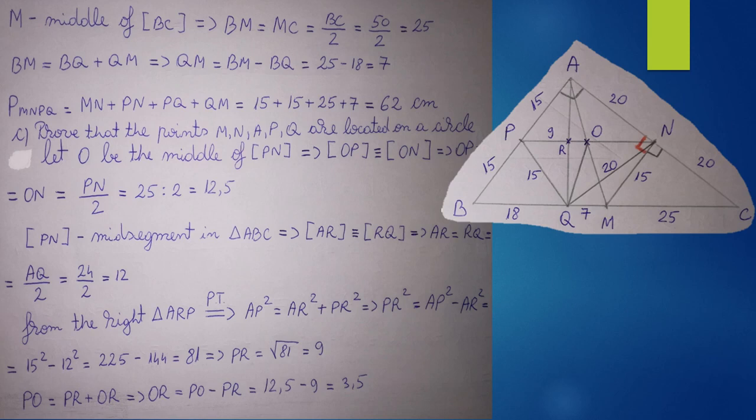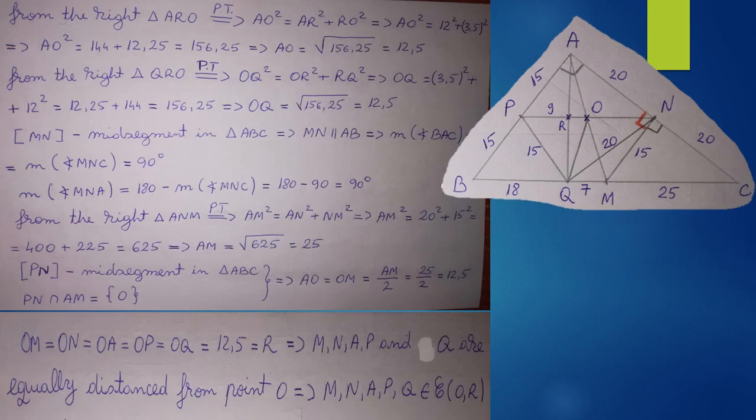From the right triangle ARP, we have with Pythagoras' theorem that AP squared is equal to AR squared plus PR squared. So PR squared is equal to AP squared minus AR squared, which is equal to 15 squared minus 12 squared, which is equal to 81. So PR is equal to the square root of 81, which is equal to 9. PO is equal to PR plus OR, so OR is equal to PO minus PR, which is equal to 3.5.